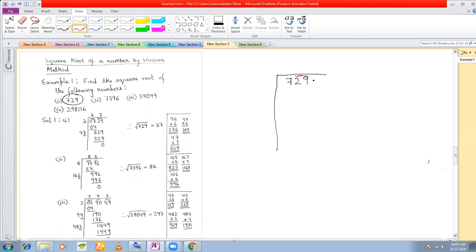You start pairing them. So 29 is one pair. 7 does not form a pair. So what we are going to do here is we are going to add a 0 here, and then we are going to make this a pair. Okay. So remember, the pairing has to be done from the decimal. That is, pairing you will do in this direction.